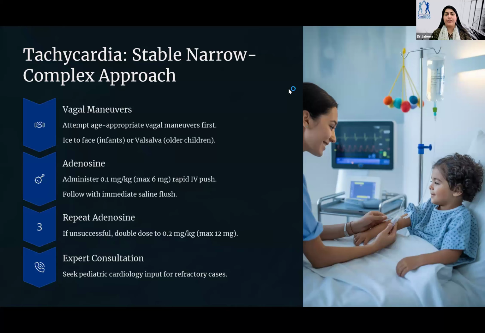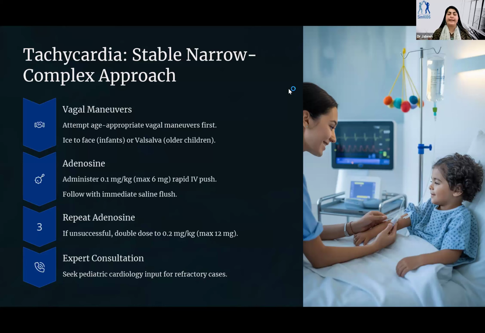The first dose is 0.1 milligram per kg. Maximum is 6 milligrams as a first dose. The repeat dose is 0.2 milligram per kg and maximum is 12 milligrams. I would say the patient should be on a continuous ECG monitor and the strip coming out, because it is very, very important to see the response of adenosine.